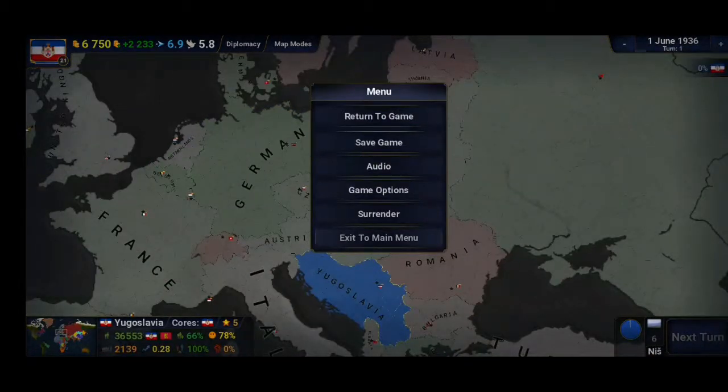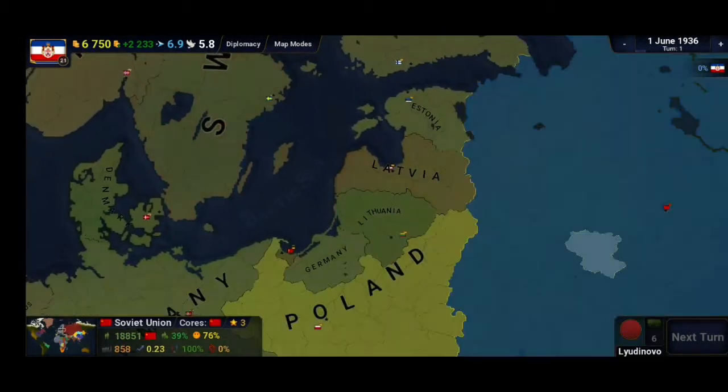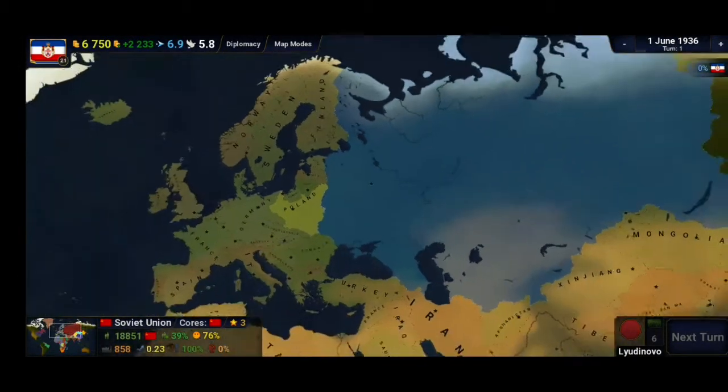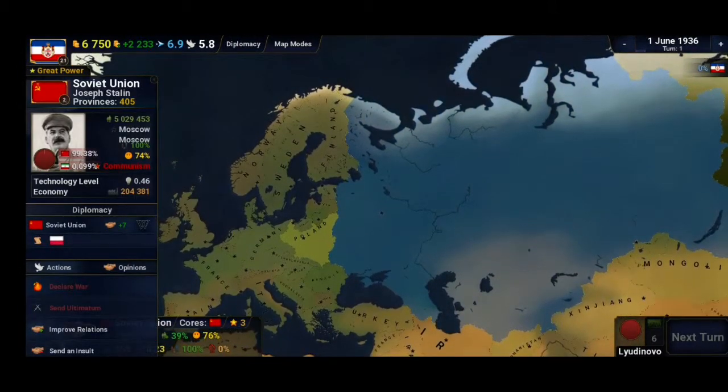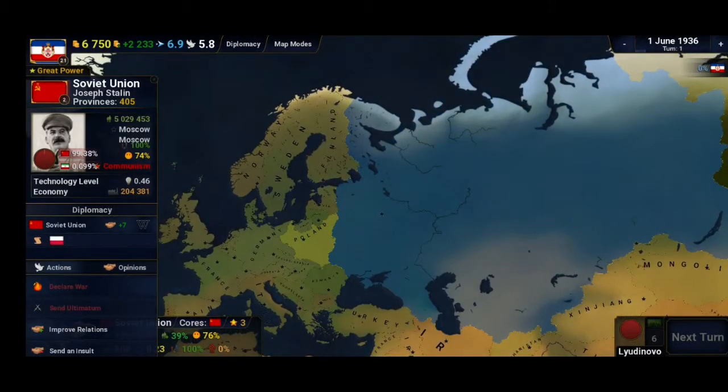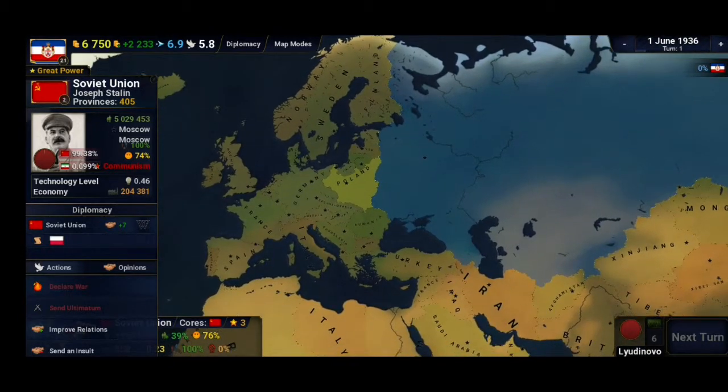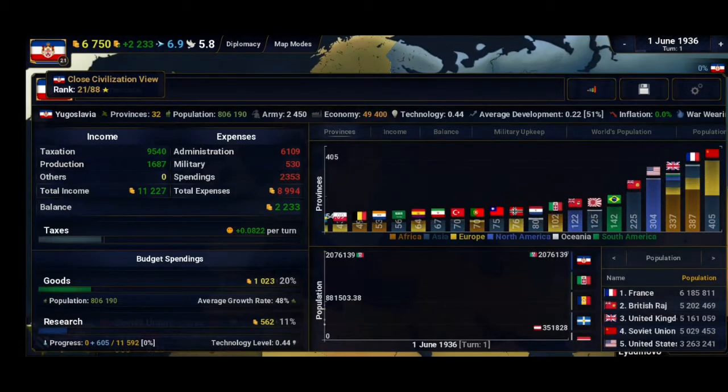For communism, if I'm gonna say they for communism, it's just giving you a really good buff for fielding a good army. So if you're gonna be the Soviet Union, well, yeah, you're just gonna be fielding an army and sending ultimatums to everyone for annexation.